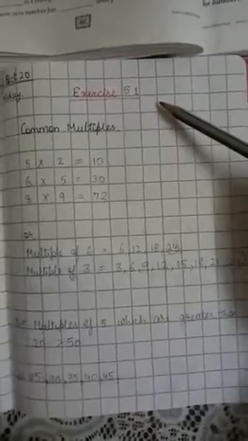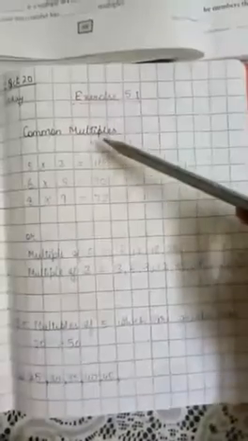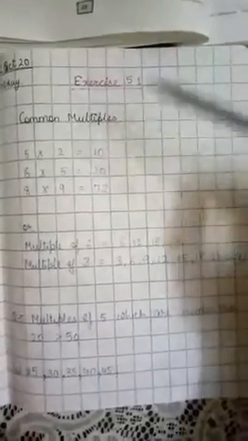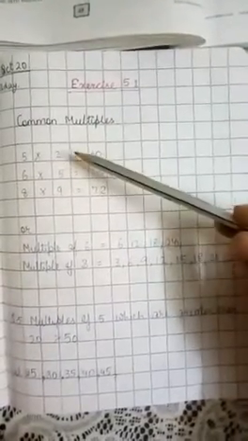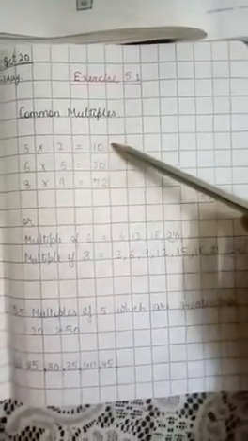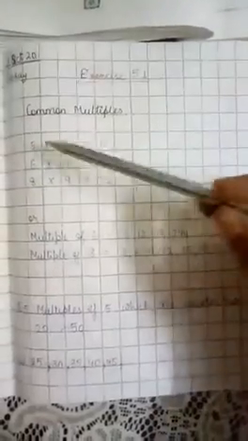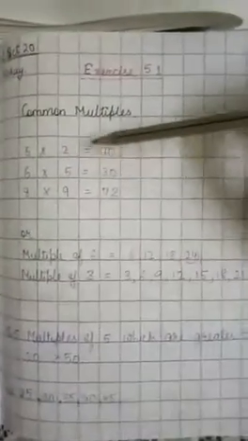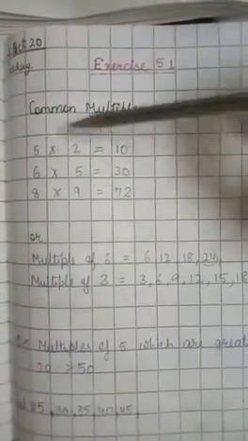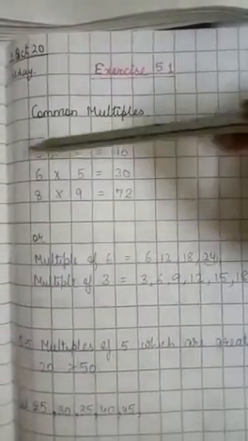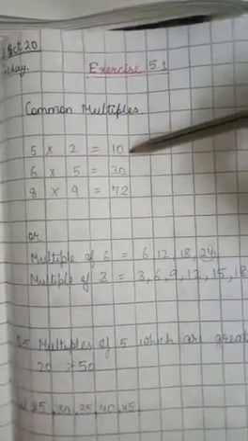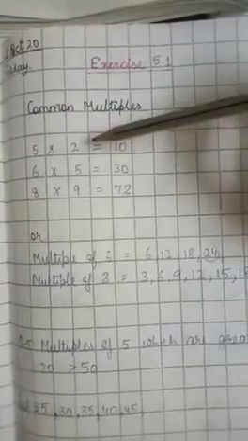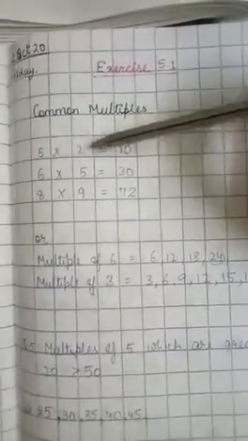But before we start with 5.1, let's find out what we mean by common multiples. What are common multiples? When we multiply two numbers, the multiple obtained is common to both of those numbers. Like 5 into 2 is equal to 10. It is a multiple of both 5 and 2. How? 5 into 2 is equal to 10, 2 into 5 is equal to 10. So it is a common multiple of both the numbers.